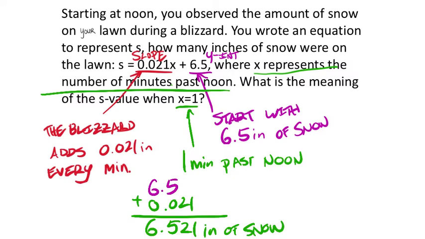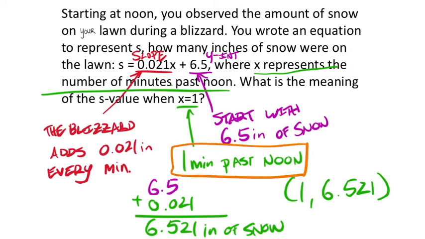Okay, so two parts to that. Again, it's an ordered pair. You have x is 1, and then y is 6.521 as an ordered pair if you like. But again, the 1 just tells us it's 1 minute past noon, and we found that value, 6.521 inches of snow. So on this one, since it's asking about x equals 1, the assignment will want something like this.